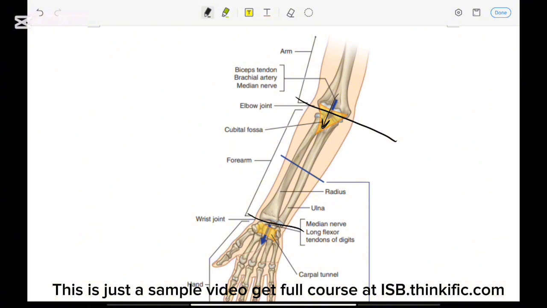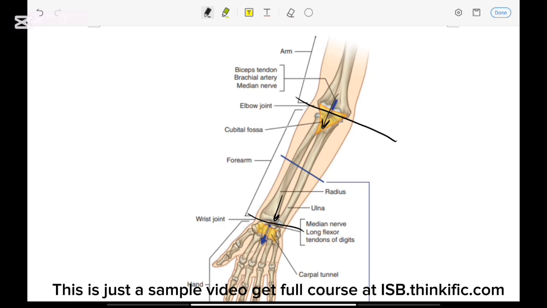And distally, many of the structures leave the forearm and enter into the hand through the carpal tunnel or anterior to the carpal tunnel. The major exception is the radial artery, which does not pass through the carpal tunnel or anterior to it. It actually passes dorsally around the wrist to enter the hand posteriorly. Of course, we'll see all of that. I'm just giving you an overview.